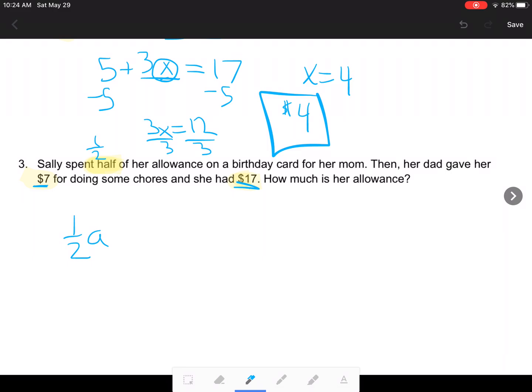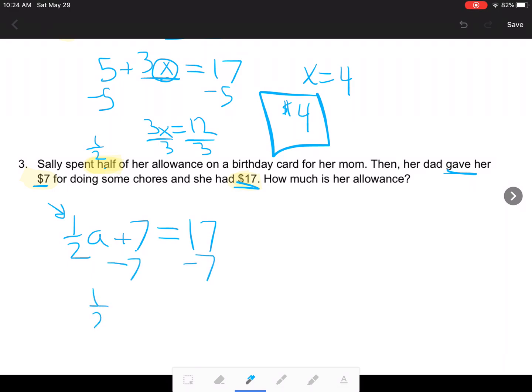And then we got to read the problem, find out, is she losing money or is she gaining money? And so it says her dad gave her money, so that's going to be adding $7. And when she had half of her allowance and the $7, she had a total of 17. So we have our equation, we can solve it. What makes this a little more difficult is that we have a fraction that we have to deal with. But just go about our business as usual.